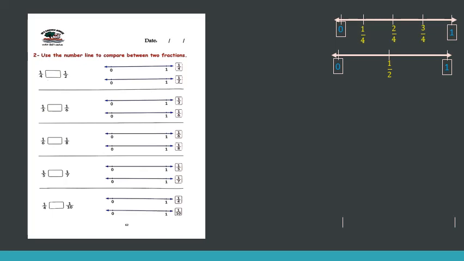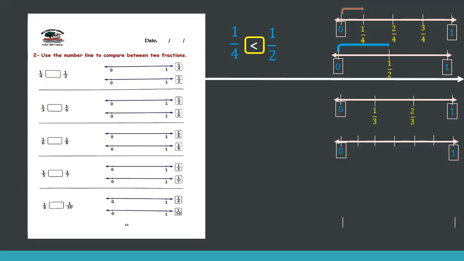If I want to compare 1 over 4 and 1 over 2 on the number line, we will find that 1 over 2 is more than 1 over 4. So here I have 1 over 4 less than 1 over 2.